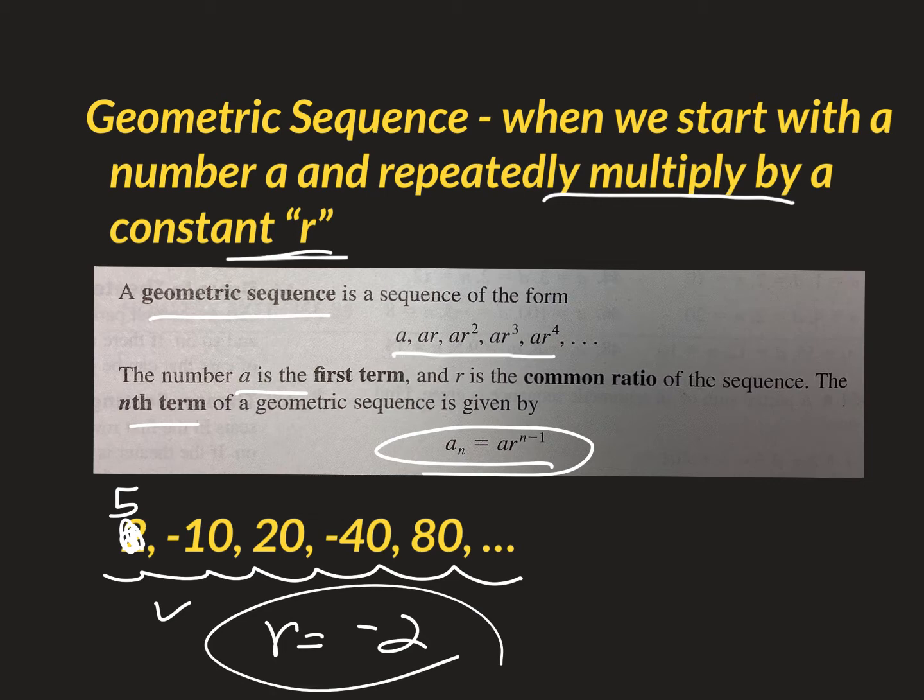Little tip here: anytime you need to know R, and you're going to need to know that because it's in that formula, you can always find it by putting the second term over the first term, or you could do the third term over the second term. As long as you put one term over the previous term, that's going to tell you what R is. And I'll show you that as we go on.